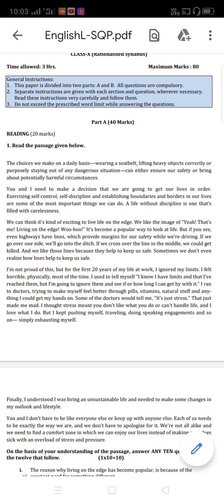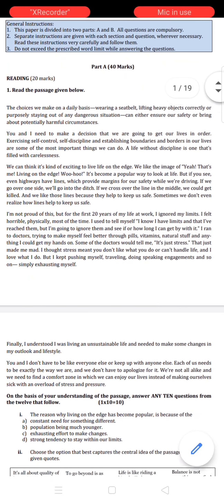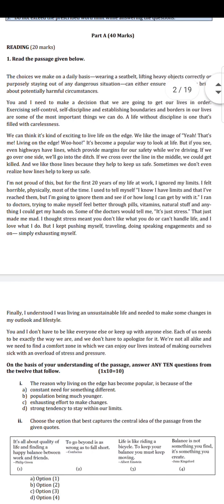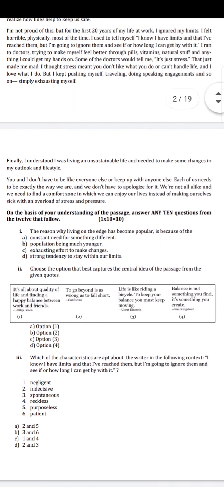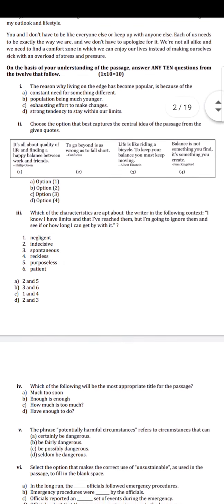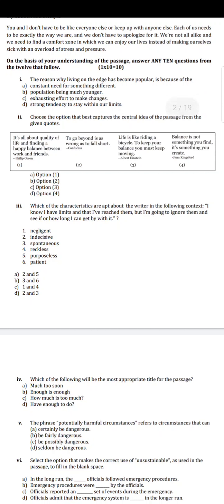First, you have the reading section where you will get two passages, one discursive and one factual. All the questions under the reading passage are objective type questions. You will get 12 questions. You have to answer only 10, 1 mark each, 10 marks.